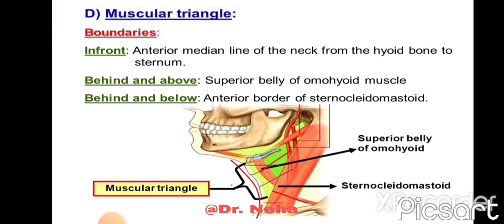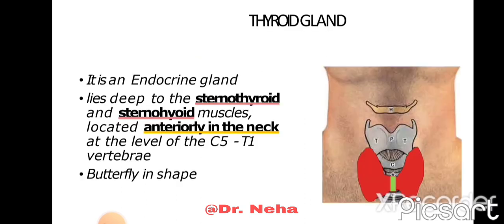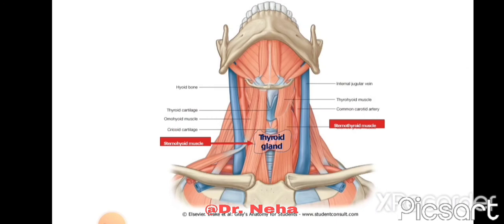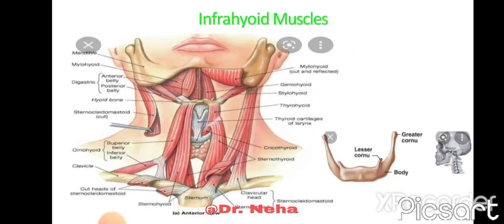of the muscular triangle. Now the contents of the muscular triangle are the infrahyoid muscles and the viscera like thyroid and parathyroid glands, trachea, esophagus and larynx. These are the other contents of the muscular triangle. The thyroid gland is an endocrine gland. It is lying deep to the sternothyroid and sternohyoid muscles. It is butterfly in shape. So here we can see the location of the thyroid gland. The thyroid gland contains an isthmus and two lobes, that is the right and the left lobes.